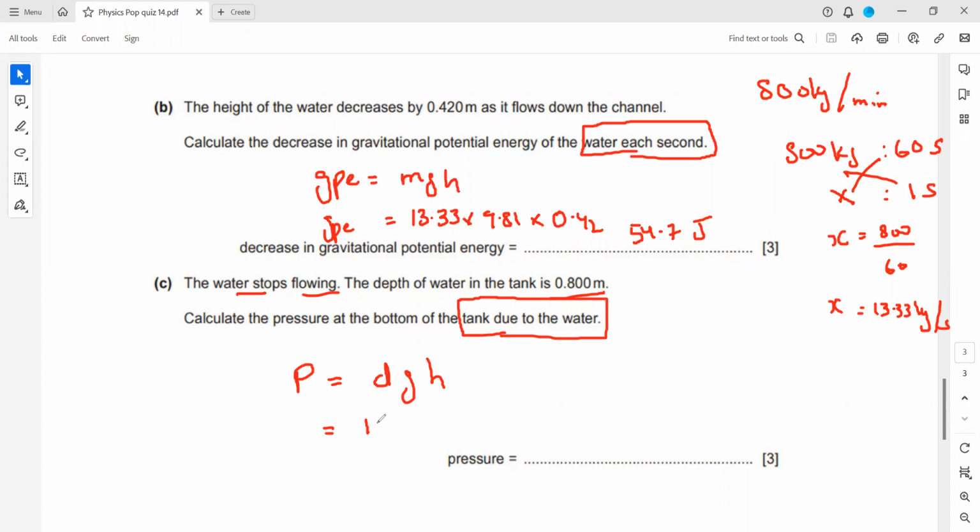So the density of the seawater is given in the first part, 1020. Gravity is 9.81. And the depth is 0.8. If you multiply all of them, you'll get the pressure in Pascal. What's the answer for this? 1020 times 9.81 times 0.8 is 7,997, and the unit of the pressure is Pascal.